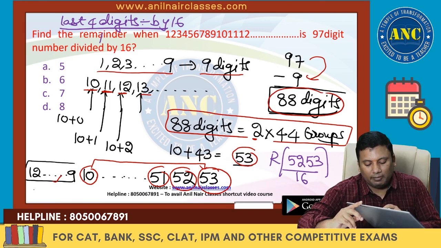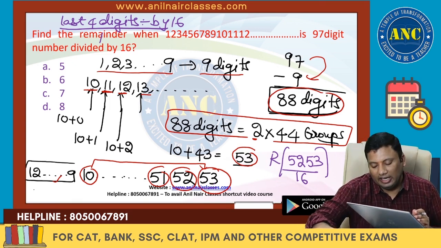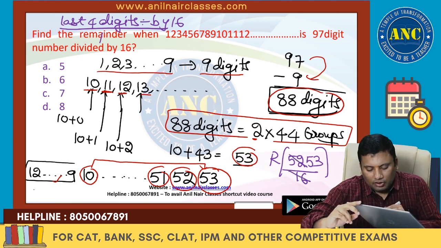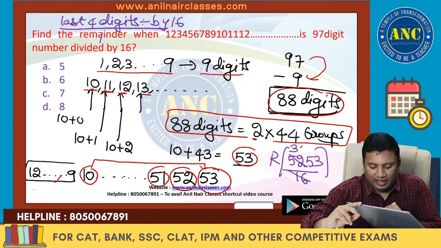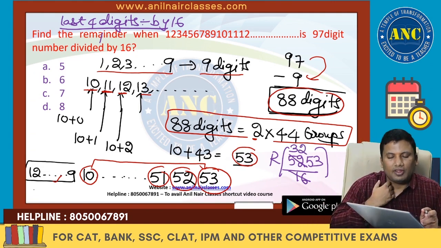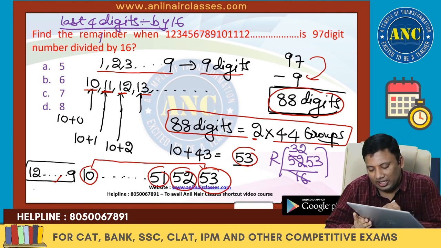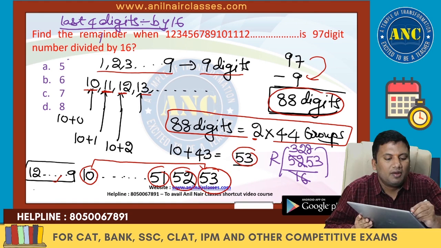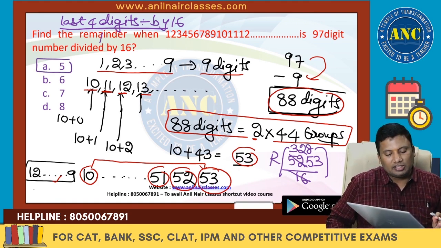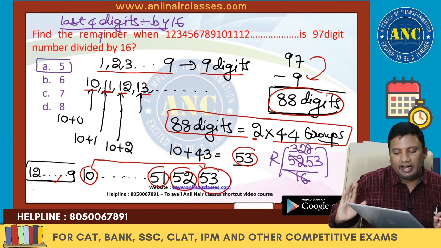16 threes are 48, 45. 16 twos are 32, right? 133. 16 eights are 128. What is the remainder? Remainder is nothing but 5. I hope the idea is clear.